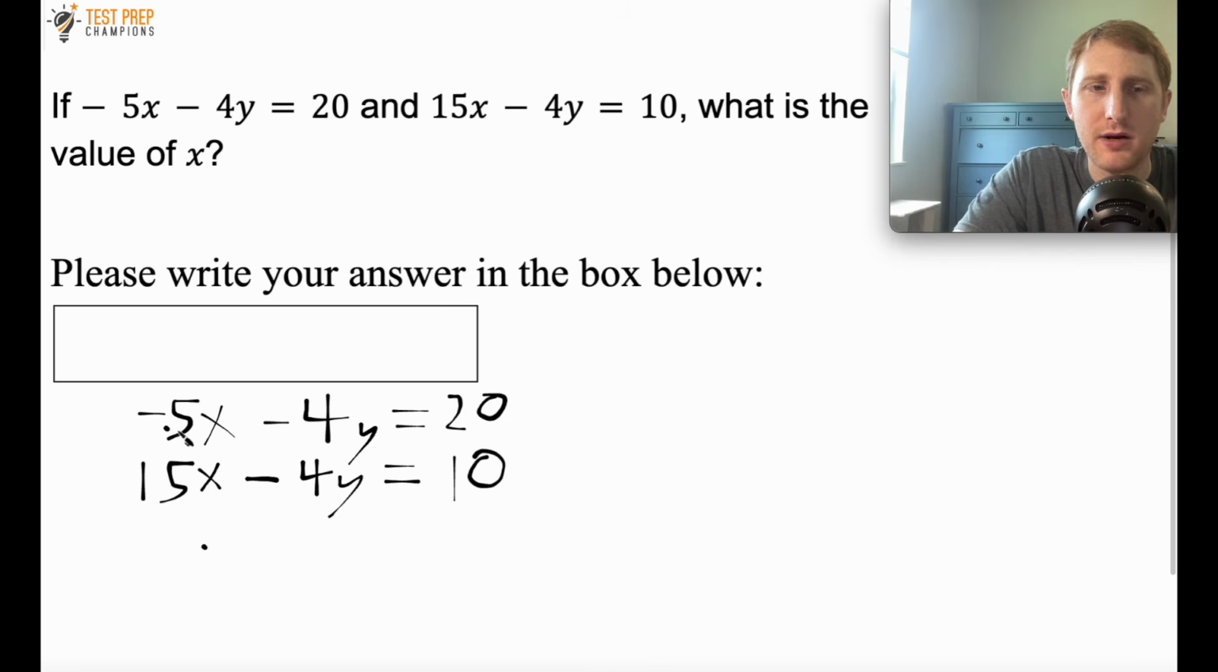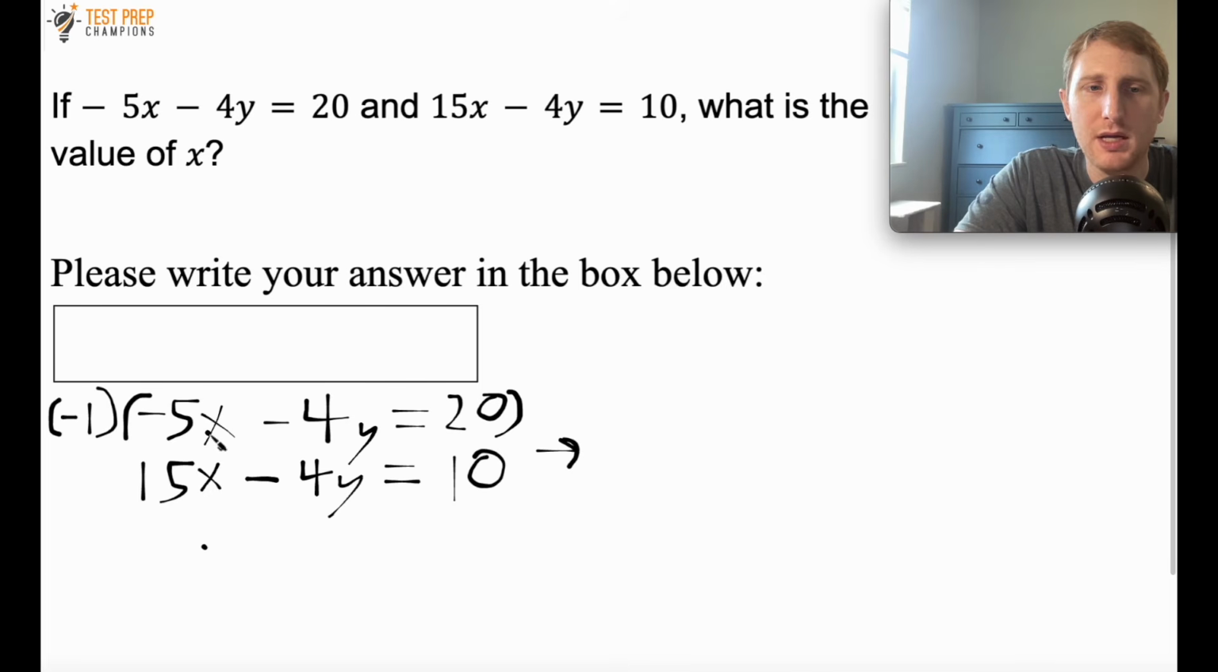So what I'm going to do here is I'm going to take the top equation and I'm going to multiply everything by negative 1. And let me explain why I'm doing that. So I have negative 4y in the first equation, and if I multiply negative 4 by negative 1, it's going to become positive 4y. So when I add the equations, positive 4y and negative 4y are going to cancel out. But I can't just multiply negative 4y by negative 1. I have to multiply everything in the equation by negative 1. So let me show you what this is going to look like.